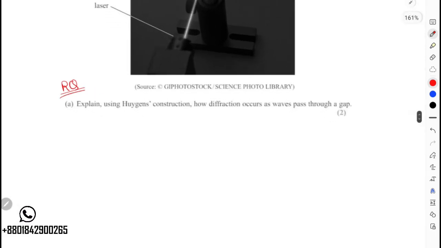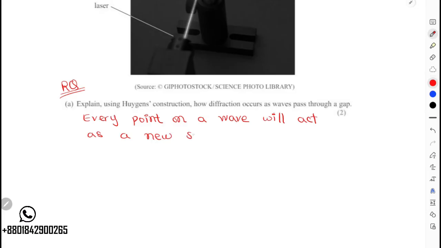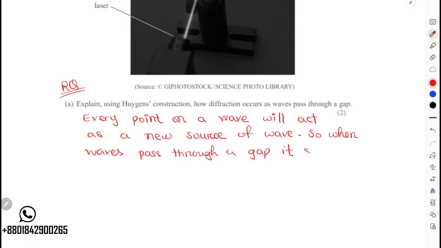This is the final answer, that every point on a wave will act as a new source of wave. It spreads out, causing diffraction.